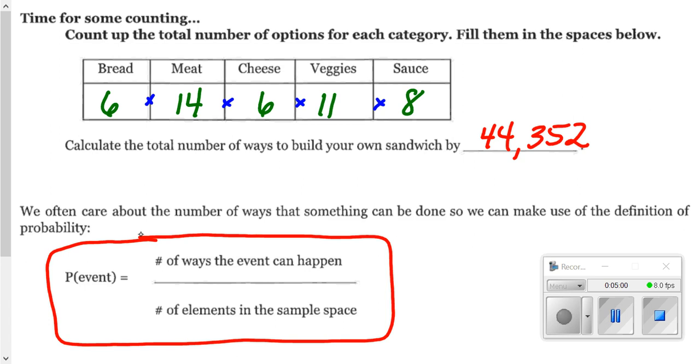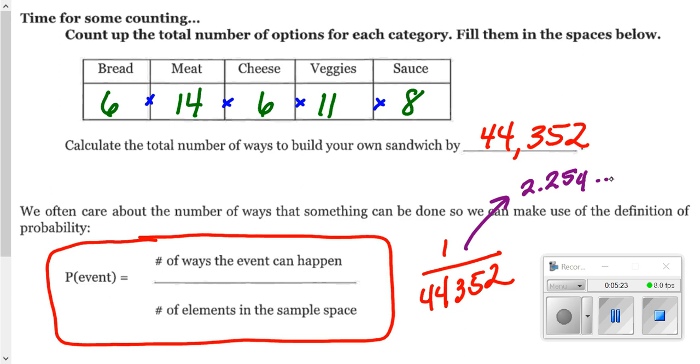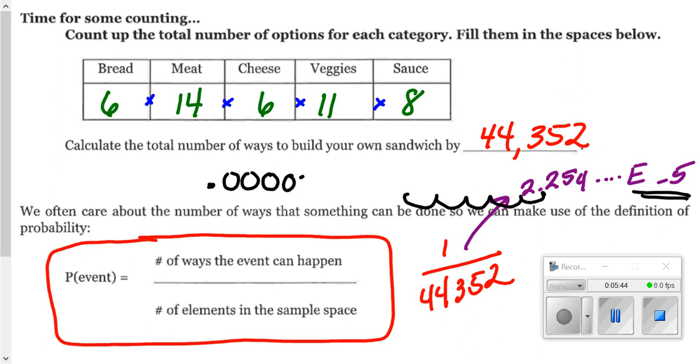So if I wanted to know the probability that someone picked my exact sandwich, that's one exact sandwich out of the 44,352. That is incredibly unlikely. In fact, when I do that on my calculator, I get this really weird thing on my screen. I get 2.254 then an E, and then a -5. I hope we know that that means scientific notation. This E -5 means that I want to put the decimal point 5 spaces back. So that would be 0.00002254. That's the probability that someone picked the same sandwich as me, if you assume that all the sandwiches are in your sample space.